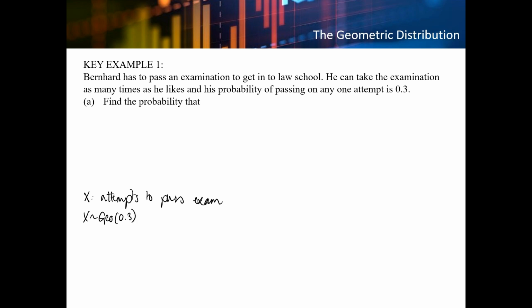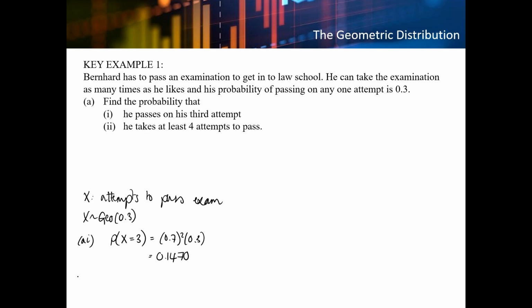The first part is a probability. He needs to pass on his third attempt. So that's the probability that the attempts it takes him to pass is just 3. Well, we know that means he's failed twice and then succeeded. So that gives us a probability of 0.147.